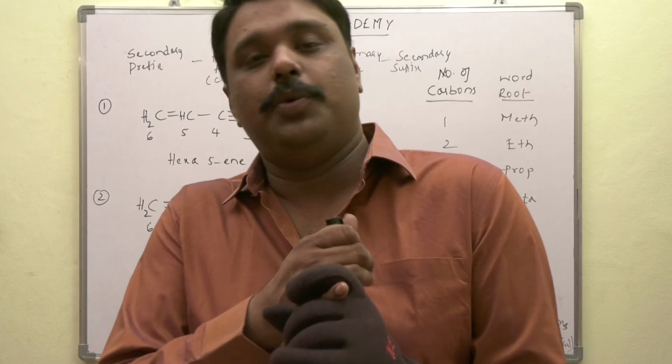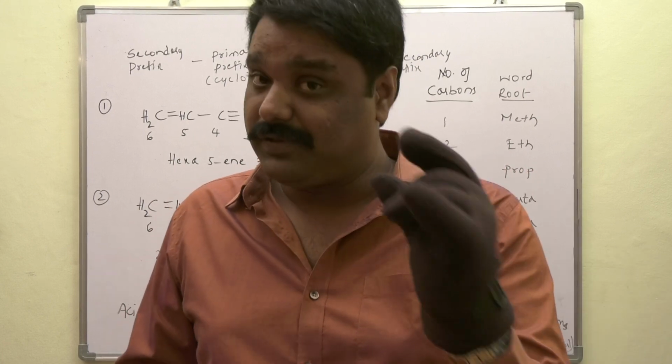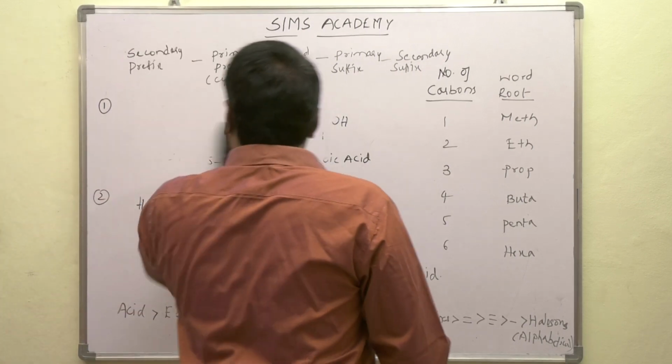Whenever we write functional groups on the prefix side, we give certain names, and when we write on the suffix side, we give certain names. Those are very, very important. Okay, let us take one more example.